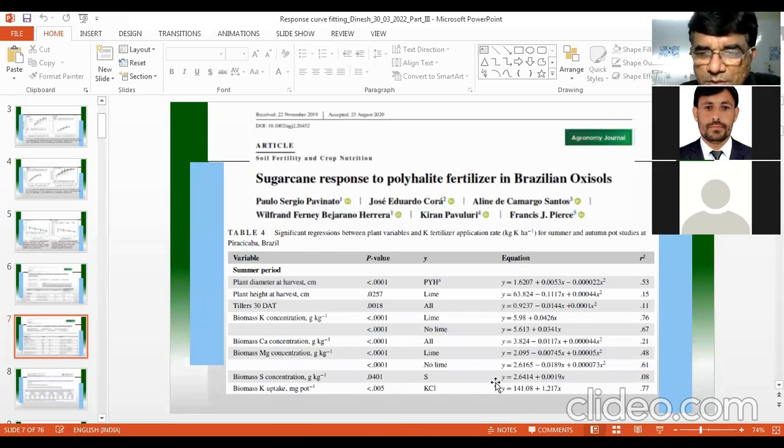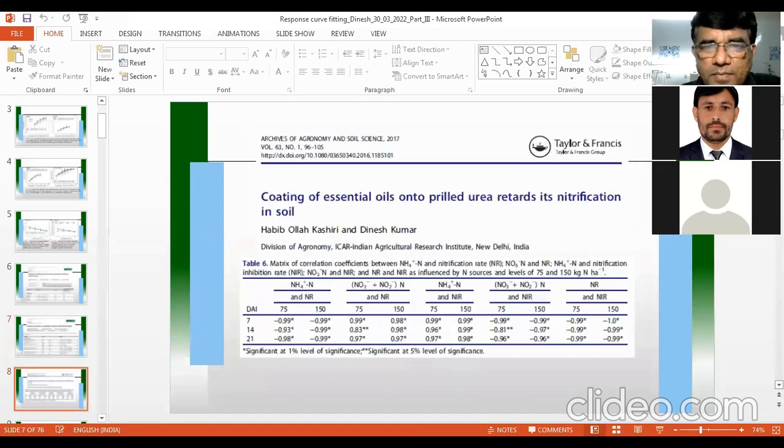But in some cases, you find linear relationship between two variables, and in some cases, you will find quadratic relationship between two variables. See this case seriously.